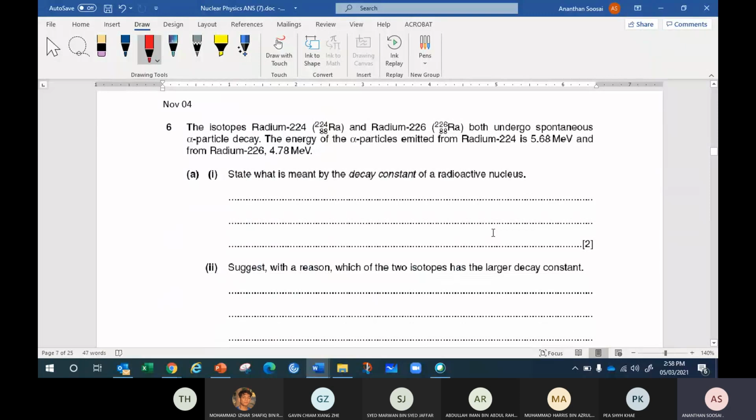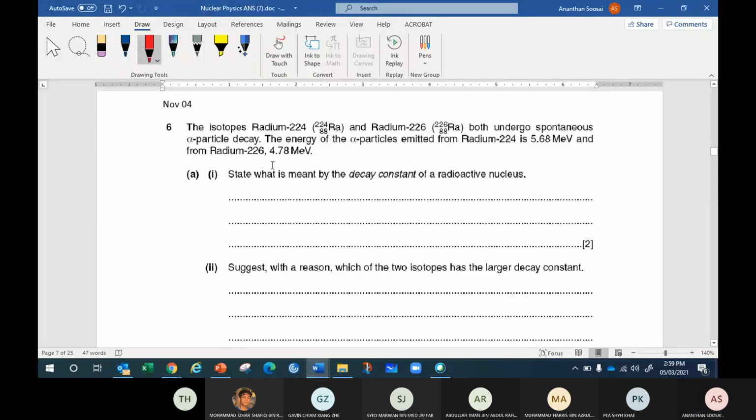Okay, next, November 4. Isotopes of radium-224 and radium-226 both undergo spontaneous alpha particle decay. The energy of the alpha particle emitted from radium-224 is 5.68 MeV, and from radium-226 is 4.78 MeV. So the alpha produced by 224 has a greater energy than the alpha produced by 226.